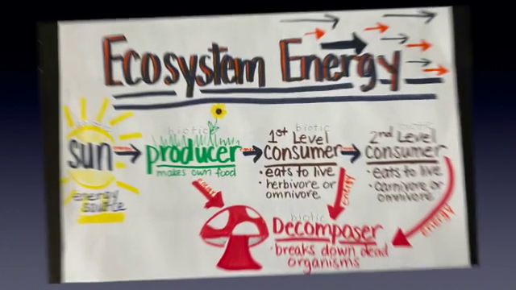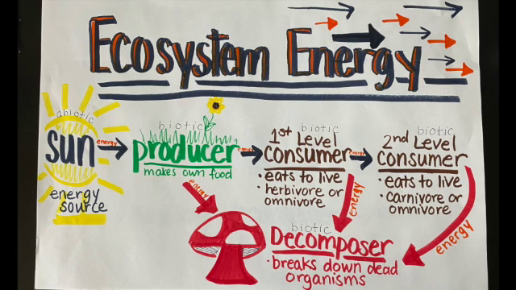Welcome to Food Chains. Food chains show how energy flows through an ecosystem. We know energy starts with the sun and it travels to producers and consumers. And when those living producers and consumers die, decomposers break down those dead organisms and add nutrients back to the soil so we can grow more producers.